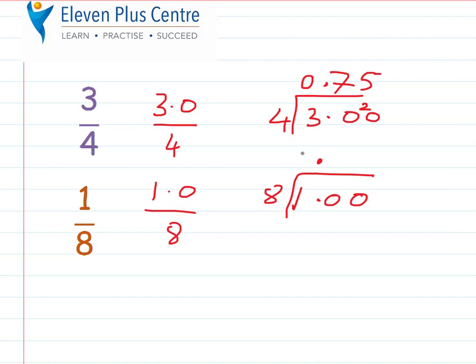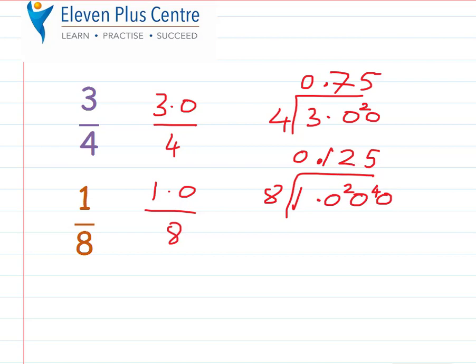How many 8s are there in 1? It's not possible. How many 8s are there in 10? The answer is 1. The remainder is 2. How many 8s are there in 20? The answer is 2, because 2 times 8 is 16. Now, because there's a remainder of 4, we're putting an extra 0 there, and there's our 40. Okay. How many 8s are there in 40? The answer is 5. So 1/8 as a decimal is 0.125.